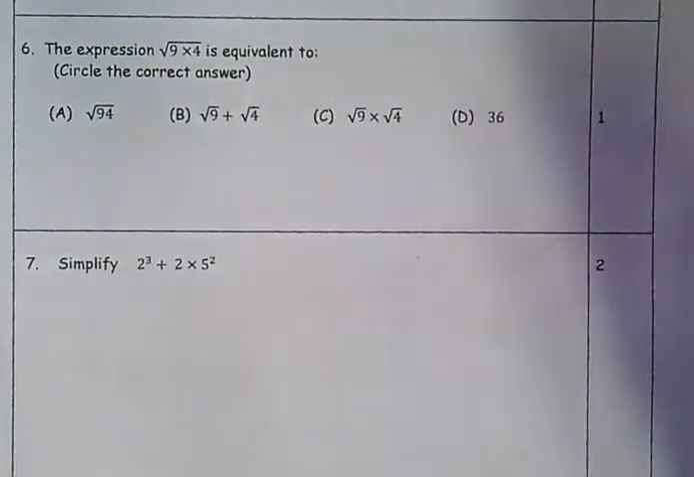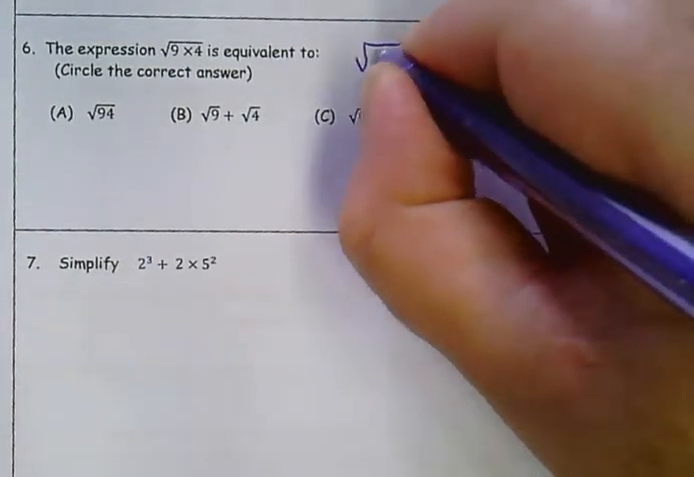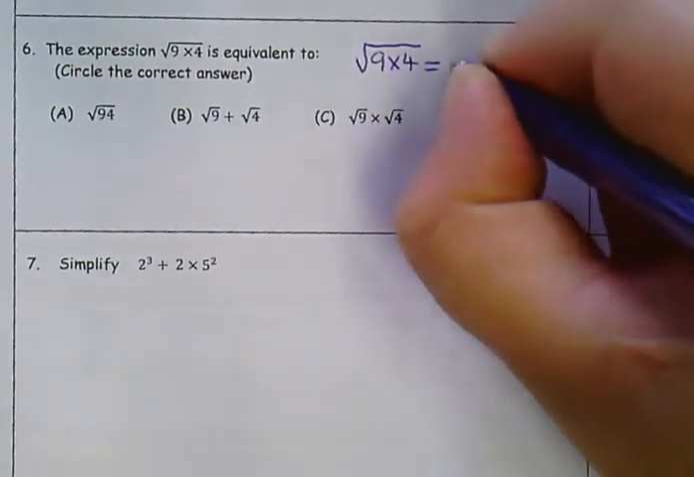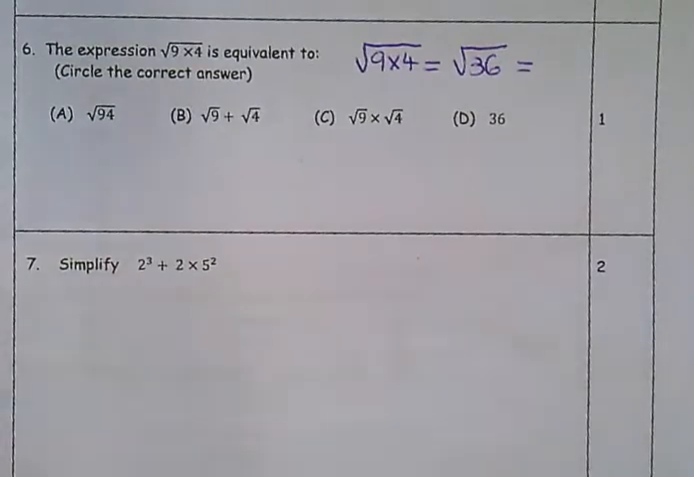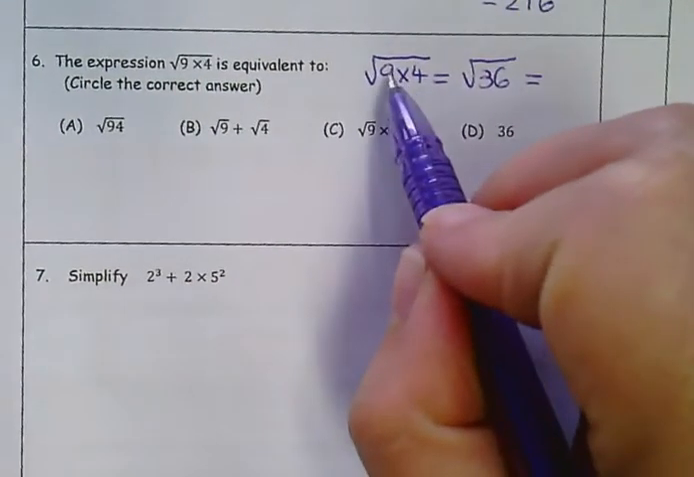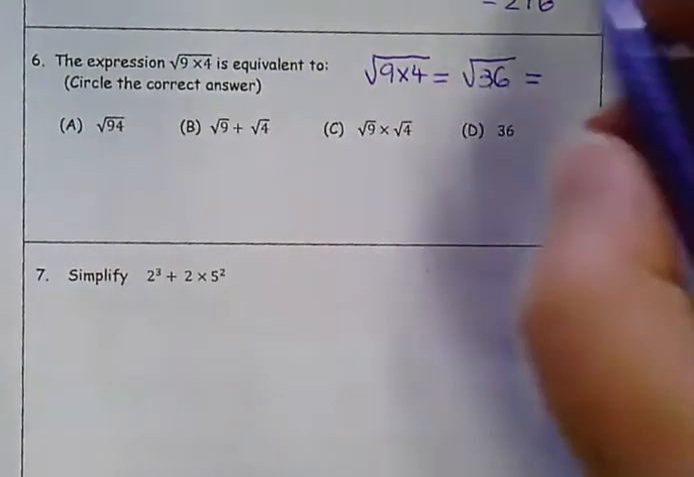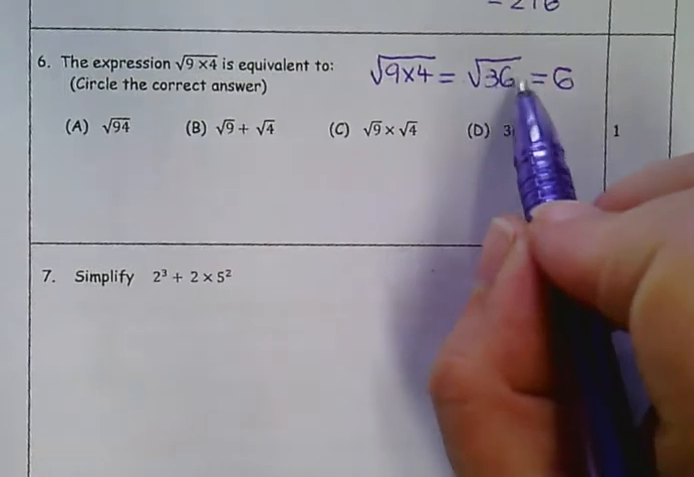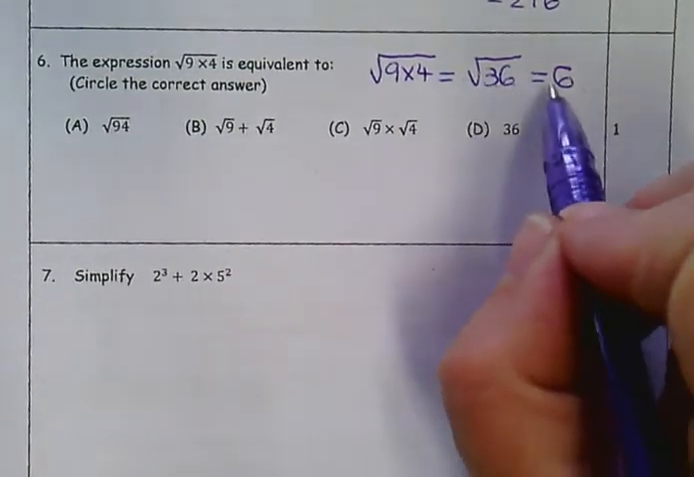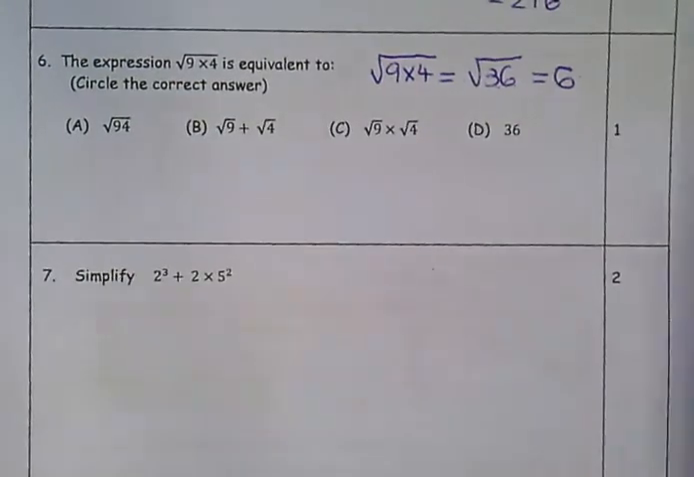Now, what you should do is work out each one. So the square root of 9 times 4 is the square root of 36. So square root is like brackets. You must do the 9 times 4 first, which is 36. And the square root of 36 is 6, because we say what times what gives me 36. And 6 times 6 is 36. So the square root of 36 is 6.